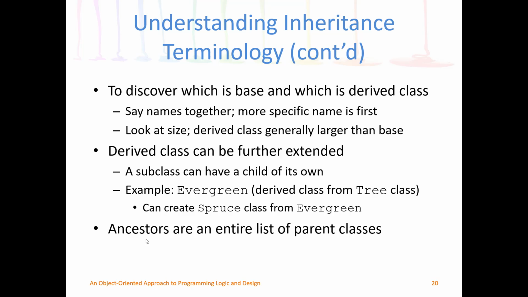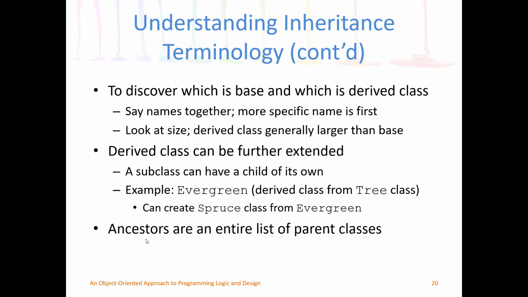To discover which is the base and which is the derived class, say the names together. The more specific name comes first, and they said evergreen tree. So evergreen is more specific than tree. And look at the size. The derived class is generally larger than the base, and that's because it has more attributes, usually, and possibly more methods.